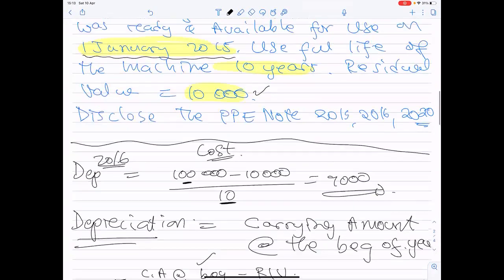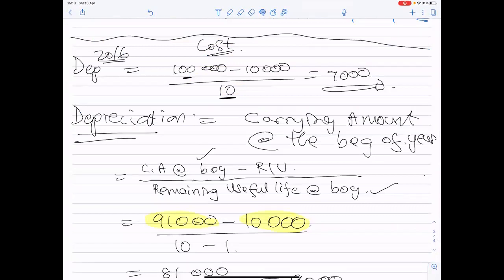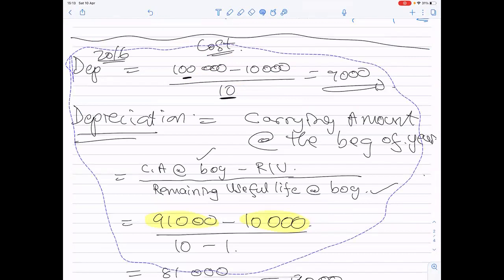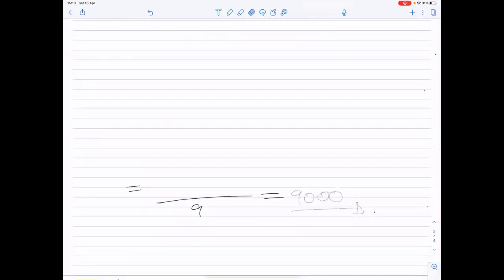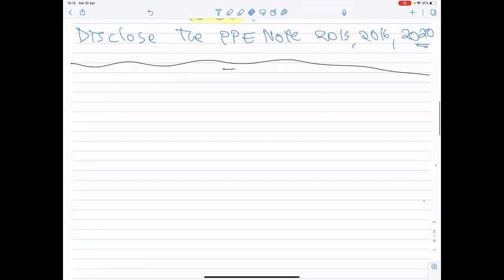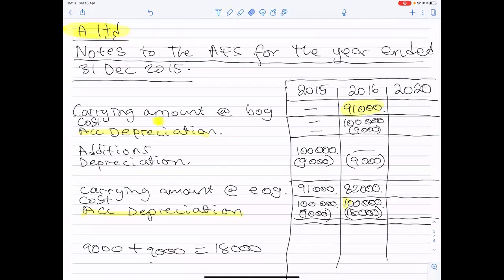All right. Anybody else? I actually took the whole cost price, which is 100,000, and deducted the residual amount and divided by the useful life. And then I multiplied it with the number of years up until 2020, which is 6 years. And that gave me 54,000. All right. Let's see if our answers are correct.